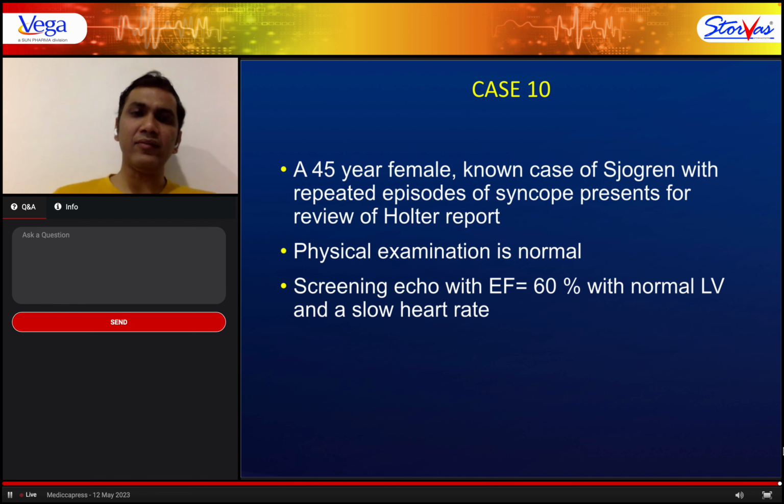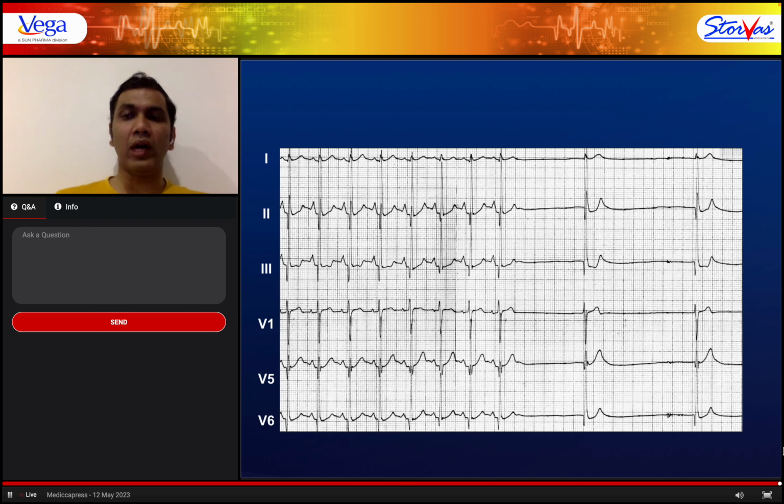Coming to our final case, we have a 45-year-old female, known case of Sjogren's, with repeated episodes of syncope, presenting for review of the Holter report. The screening echo is normal, with 60% and normal LV function, and a slow heart rate. When we take a look at the Holter, remember this is a Holter, not an ECG, you see that strikingly there are pauses in between. You cannot see a blocked P wave, so these are sinus pauses.